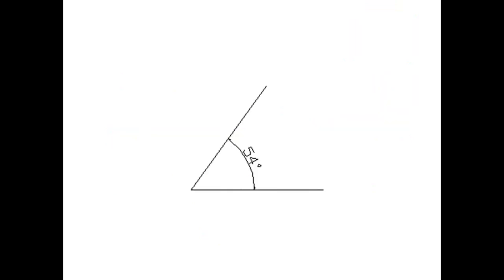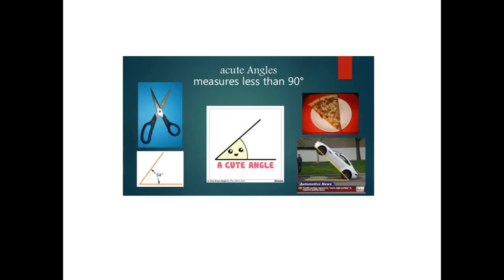I just want you at home to know what this angle is. What do you think this angle could be? Is it between 0 and 90? Yes, it's between 0 and 90. So what did we call the angle between 0 and 90? Think of it. Yes, it's the acute angle. Where can we find an acute angle in our real life?